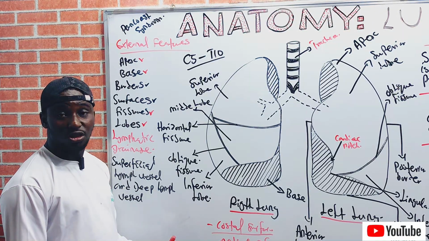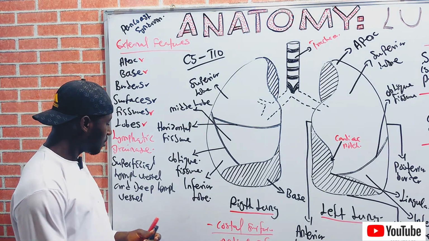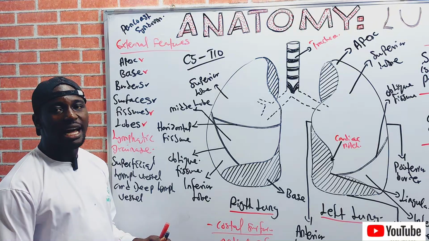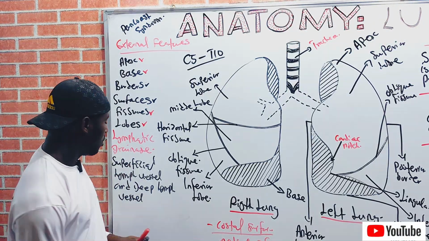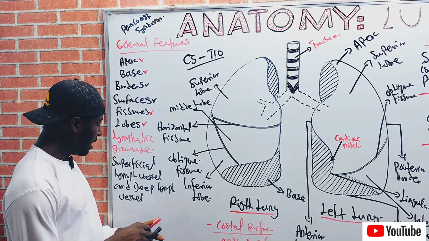So that is how it works. You get? From the tracheobronchial lymph node to the bronchomediastinal lymph node. Now, the next which I'll be discussing is the nerve supply.